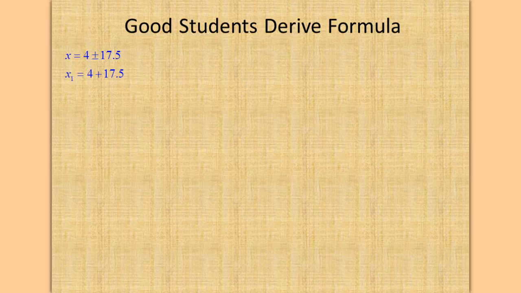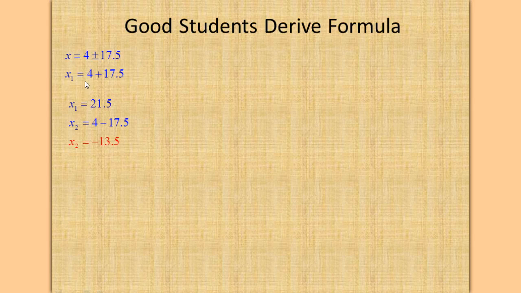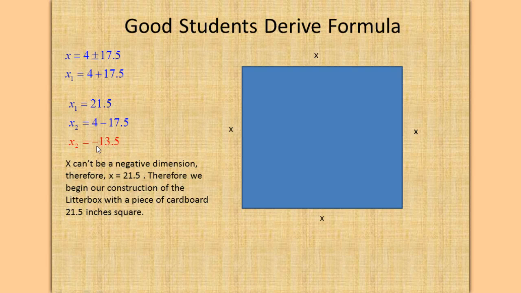So we have two X's, two solutions. X1 equals 4 plus 17.5, and therefore 4 plus 17.5 is 21.5. Our second solution is 4 minus 17.5 because we're plus or minus, and so X2 is equal to minus 13.5. Well, we can't use a negative dimension, so our answer must be X1 equals 21.5.